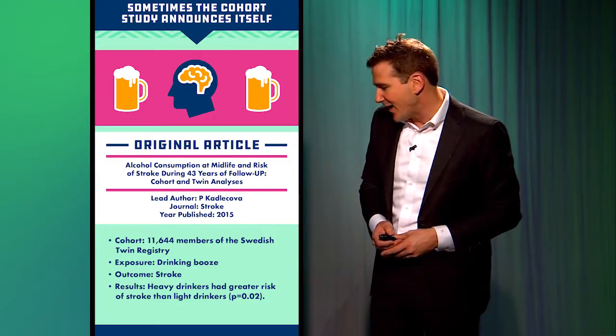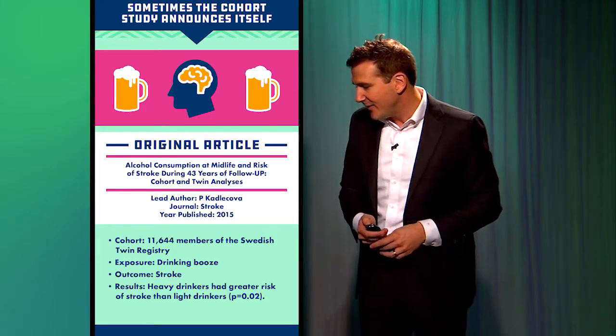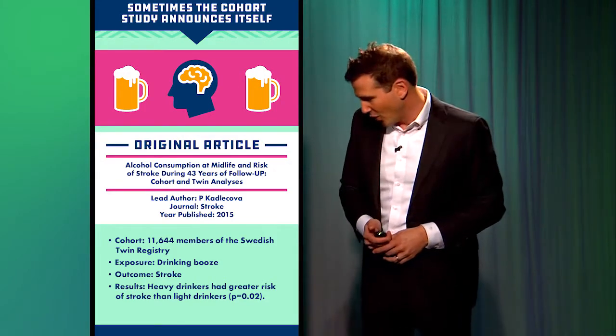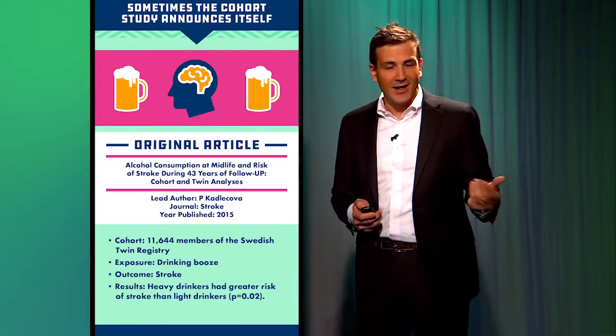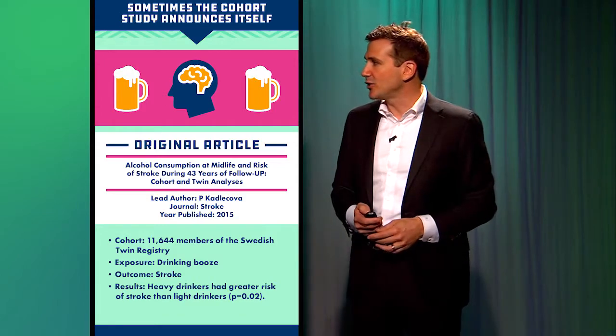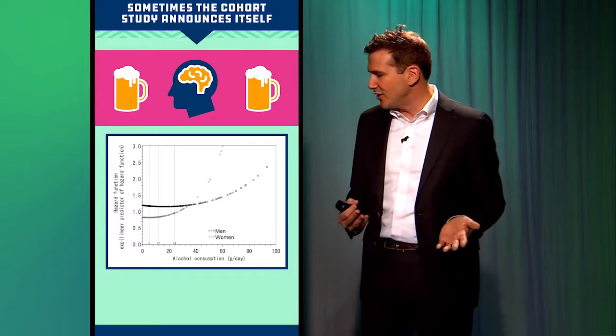So this was 11,000 people in the Swedish Twin Registry. And what they found was that heavy drinkers had greater risk of stroke in later life. And there's the little p-value there of 0.02, denoting that it is below our statistical significance threshold of 0.05. So we would call this a sort of positive study. We think there is a relationship here.